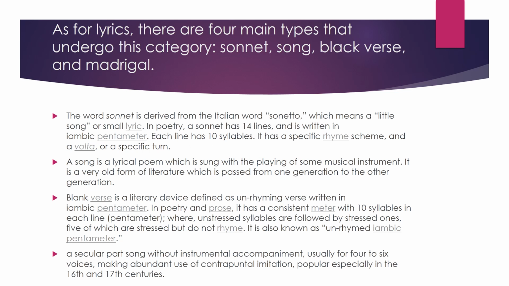The word sonnet is derived from the Italian word sonetto, which means a little song or small lyric. In poetry, a sonnet has 14 lines and is written in iambic pentameter. Each line has 10 syllables. It has a specific rhyme scheme and a volta, or a specific turn.